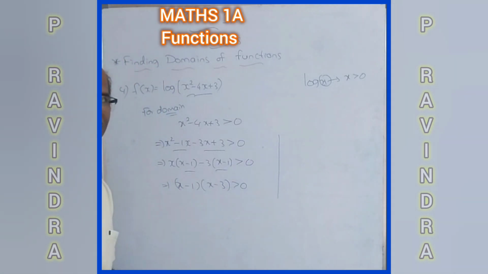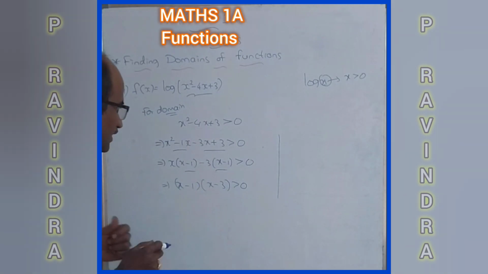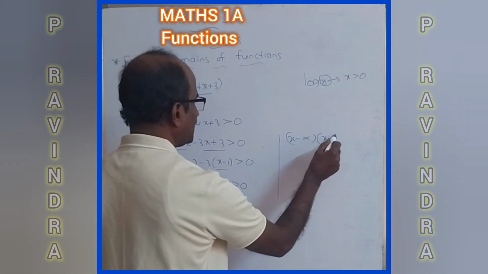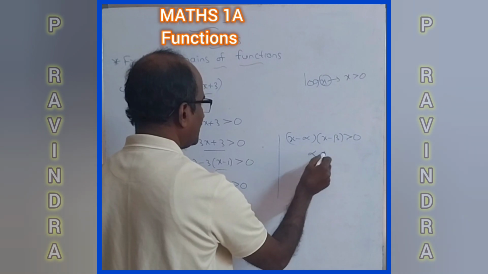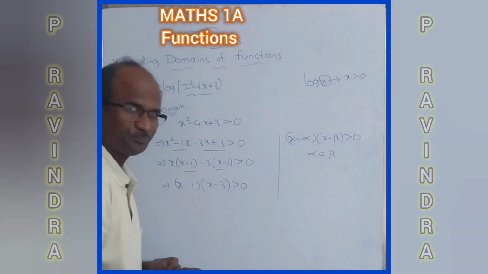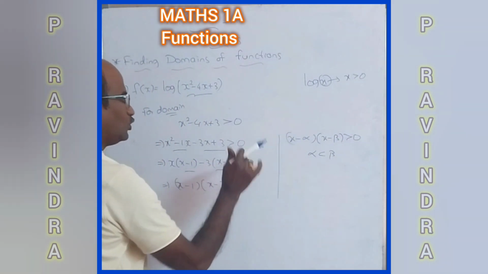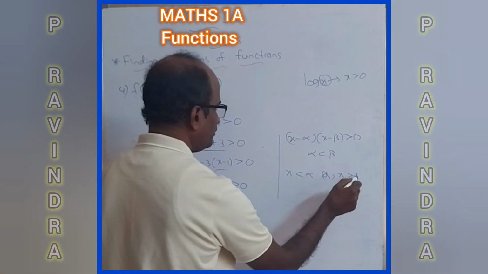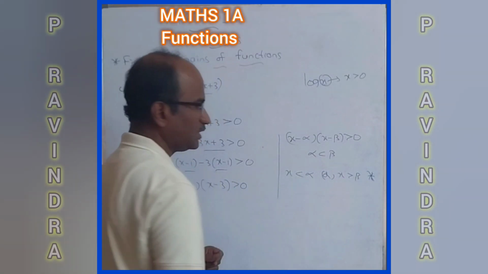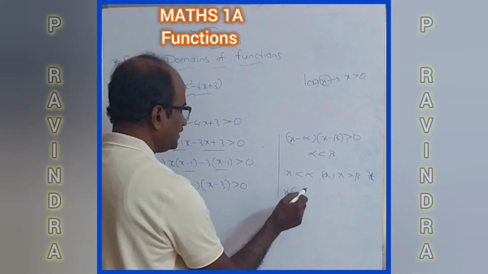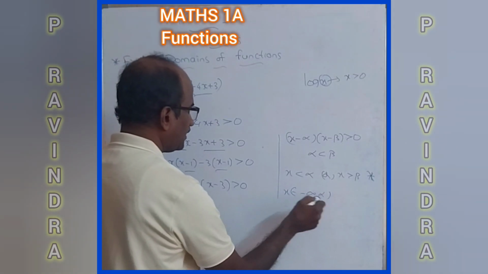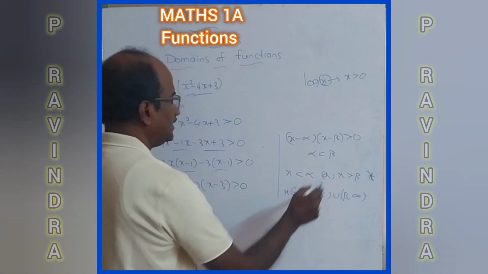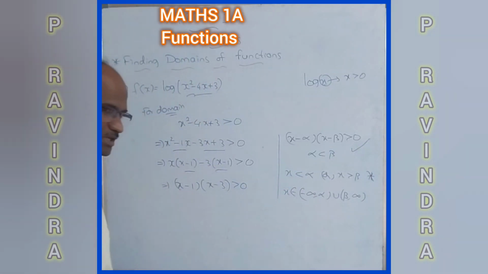Now let us see the synopsis which is to be applied here. What is that? If you are having x minus alpha into x minus beta positive, so that alpha is the smaller root among alpha and beta, then this is true only when x is less than alpha or x is greater than beta. Very important concept to remember. That means x must be minus infinity to alpha union beta to infinity. In these values only this particular product will be positive.